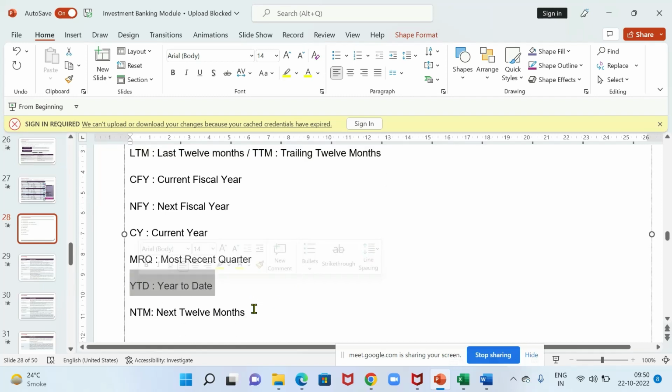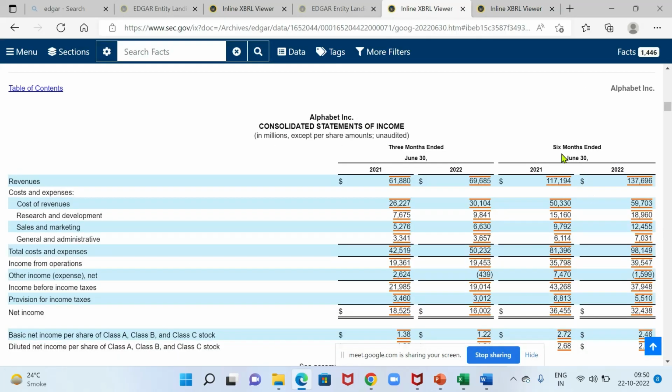What is year to date? This is year to date, the 6 months number. When does a company's year start? It is different for every company. But for year to date we'll have to take the calendar year. These are all fiscal years. Calendar year is 1st January to 31st December. So always try and remember that. There's a difference between a fiscal year and a calendar year.